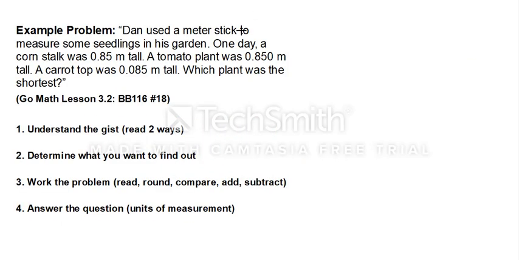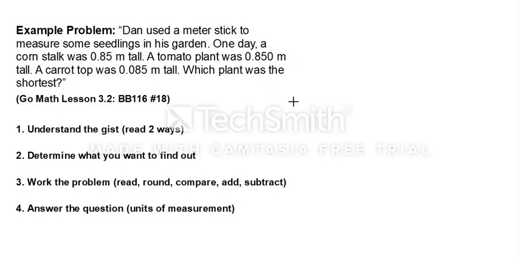Example problem. Dan used a meter stick to measure some seedlings in his garden. One day a corn stalk was 8,500 meters tall. A tomato plant was 850,000 meters tall. A carrot top was 85,000 meters tall. What plant was the shortest?